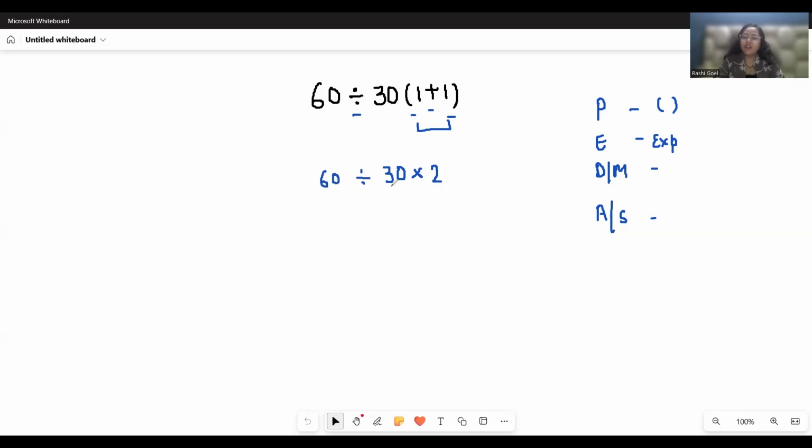So we know that division and multiplication have equal priority. So if we are solving from left to right, we can write 60 divided by 30 times 2. So it becomes 2 times 2, which is 4.